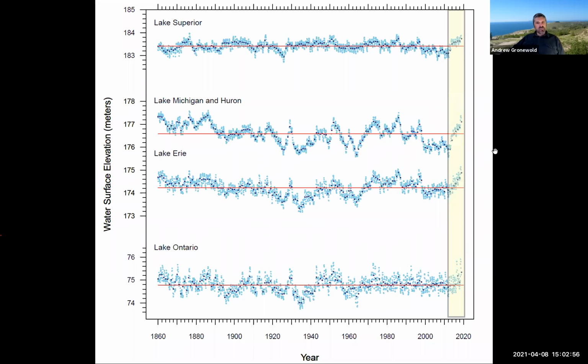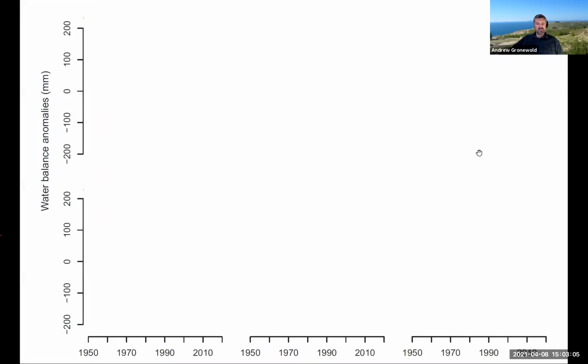So now let's take a closer look at the water balance during this most recent period where there was a surge in water levels. And let's see if we can take a closer look at what was happening with the water balance. I'm going to take some results from a paper we just recently published in the journal Geophysical Research Letters.